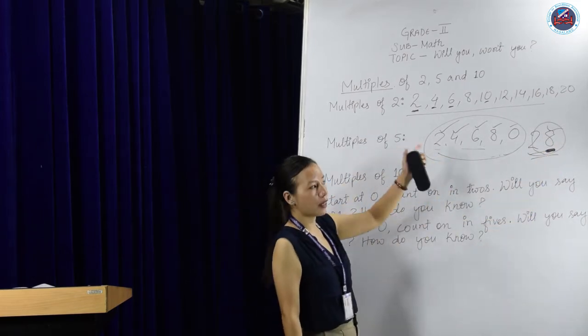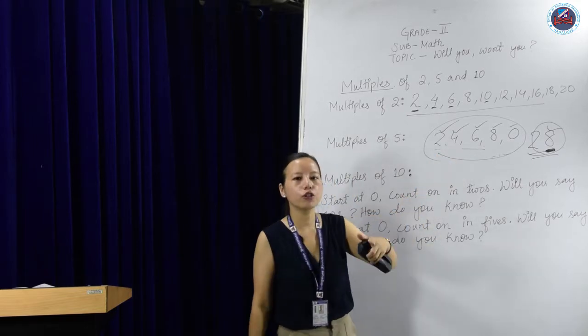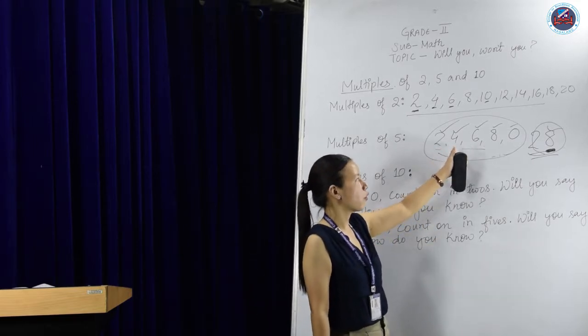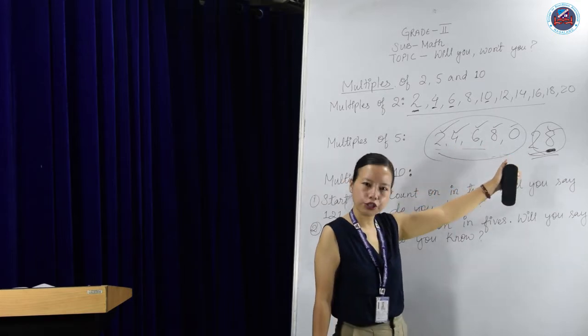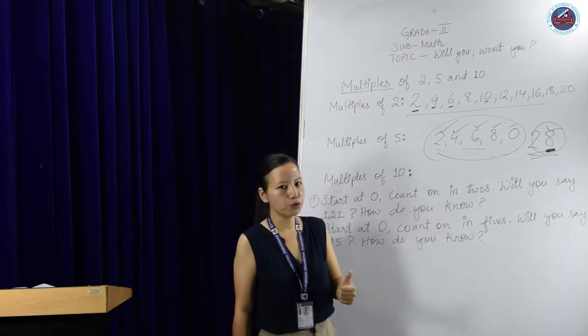So to find out whether a number is a multiple of 2 or not, we have to look at the ones place. Check whether your ones place is 2, 4, 6, 8 or 0. That's how we come to know whether a number is a multiple of 2 or not.